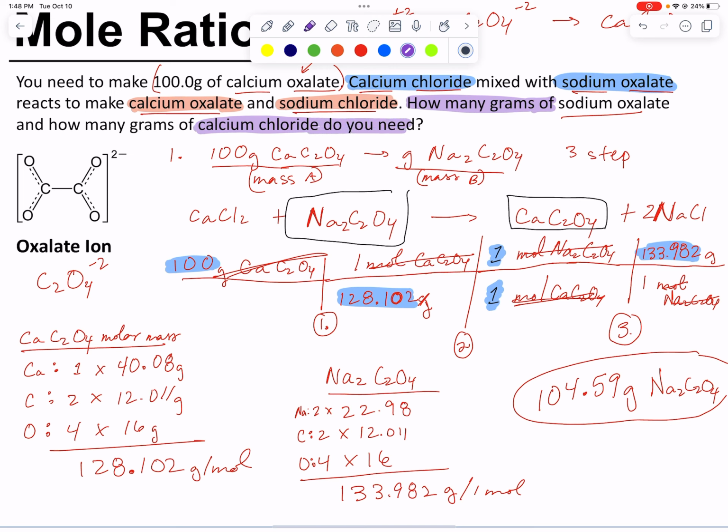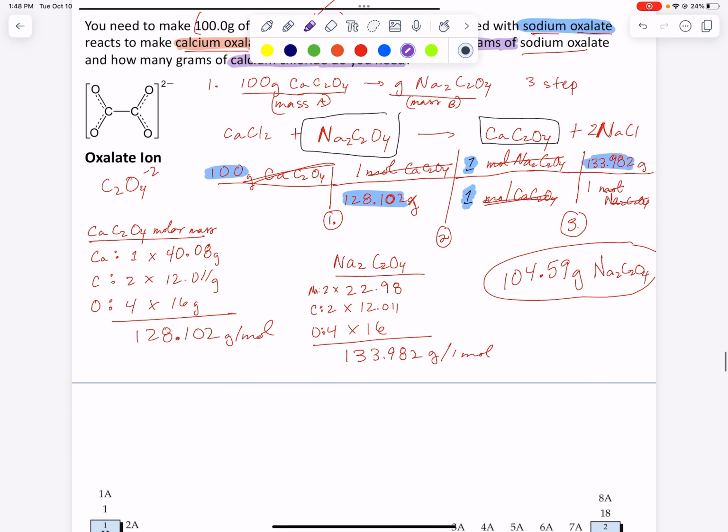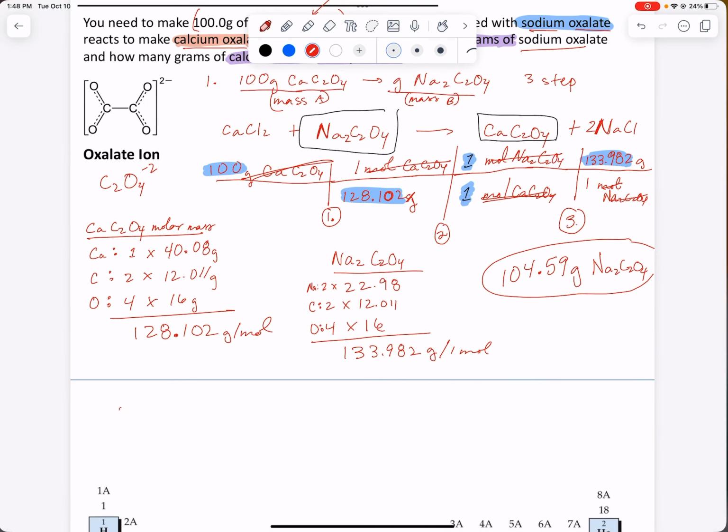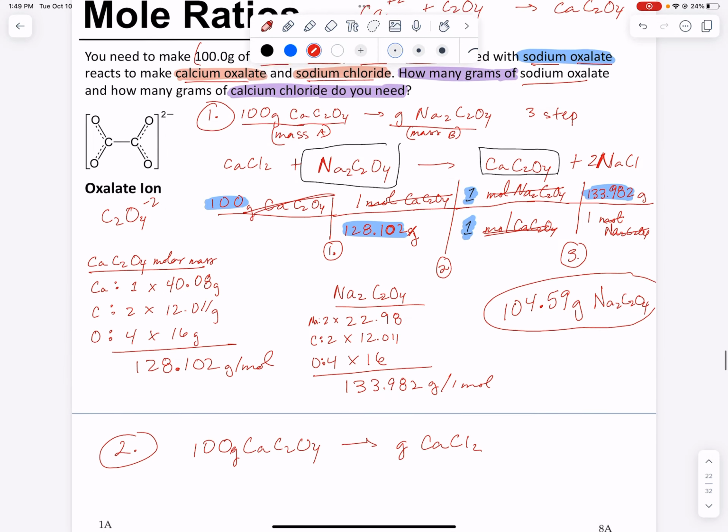So I encourage you, you're going to start this problem the same way we started our other problem. So part 2 would be down here. This was part 1. With 100 grams of calcium oxalate, and this time you're trying to convert to grams of calcium chloride. So see if you can do that one based on what we did here. And that concludes chapter 6.